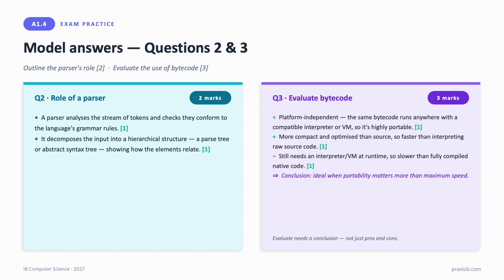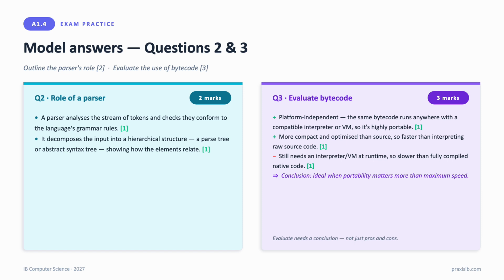Now let's do question 2 and 3. Question 2 asks you to outline the role of a parser. It is worth 2 marks. The 2 marks means 2 points. Here's the first point. A parser analyzes the stream of tokens. It checks that they follow the grammar rules of the language. That is 1 mark. Here's the second point. It breaks the input into a hierarchical structure. The structure is a parse tree or an abstract syntax tree. It shows how the elements relate to each other. That is the 2nd mark. Keep it short and precise. This is because outline only wants a brief account.